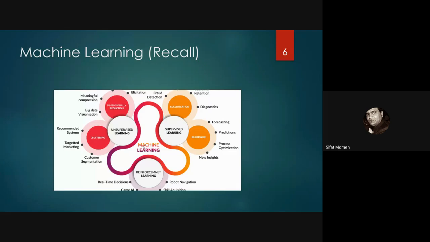Now, I would also like you to recall that in machine learning we can have different kinds of learning problems. We could use unsupervised learning, supervised learning, or reinforcement learning. Supervised learning solves two kinds of problems. One is the classification problem, the other is the regression problem. Classification can be used to predict different classes. For example, it can detect a fraud.